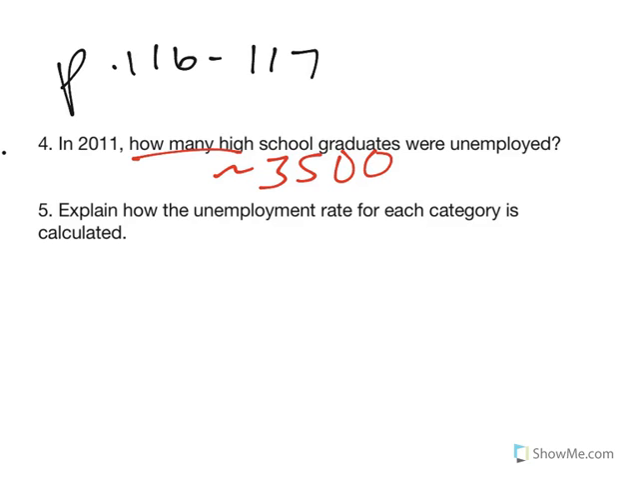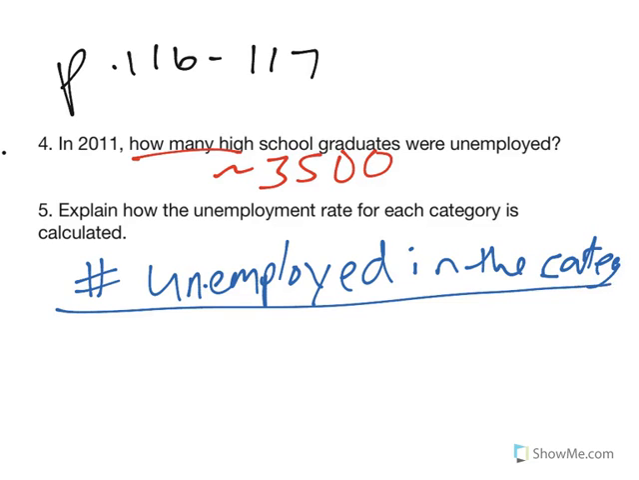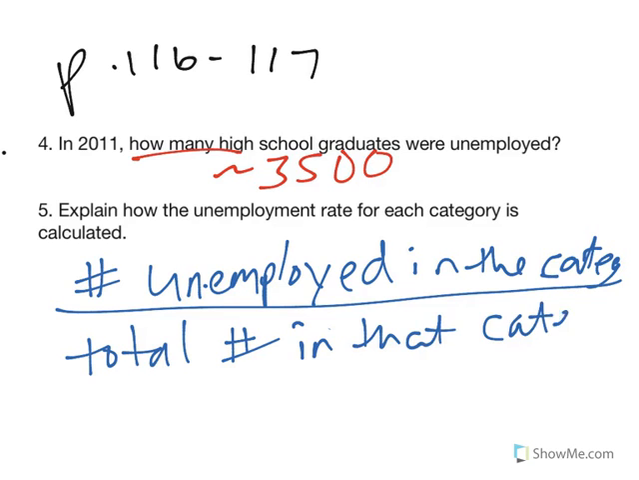Now notice they did these by educational attainment, so by category. So when you think about this, you would say, okay, the rate is found by taking, per category, the number of unemployed, so if we're talking about less than high school, the number of unemployed less than high school over the total number, that should be an N, in that category. So if you have 3,000 that are unemployed and you have 10,000 total, divide, and turn it to a percent, and that would give you your rate.